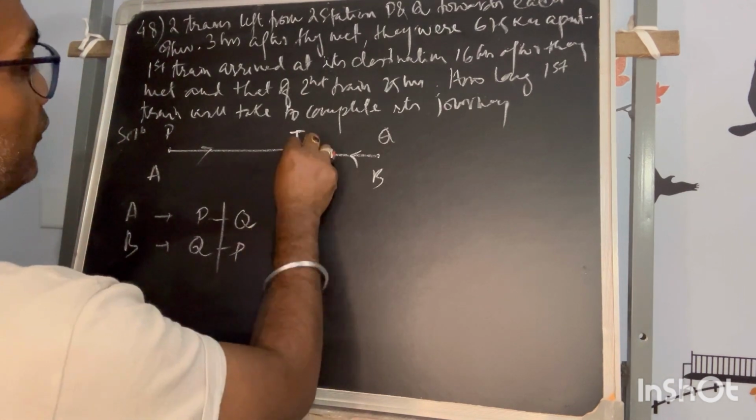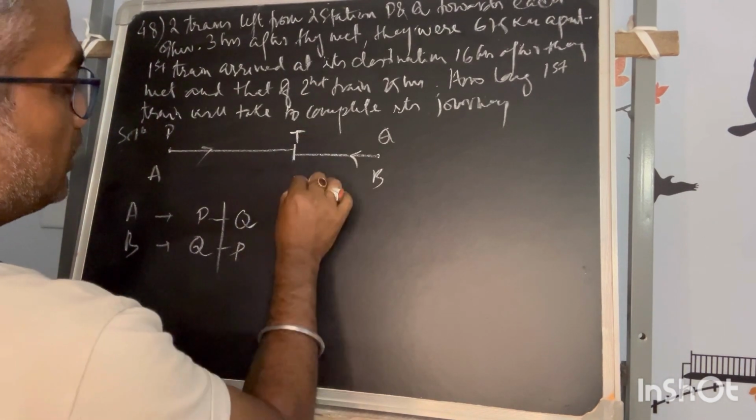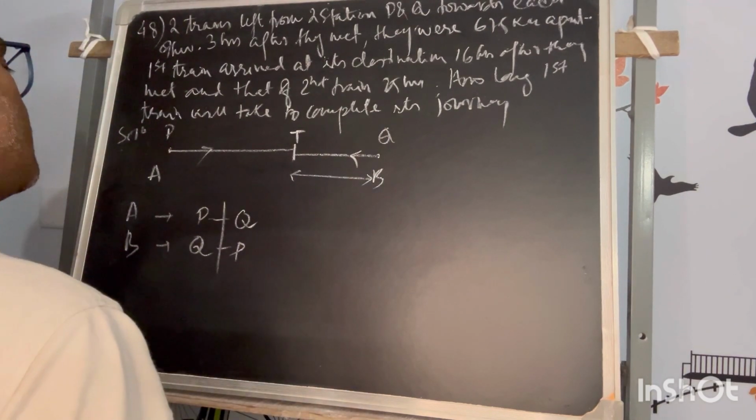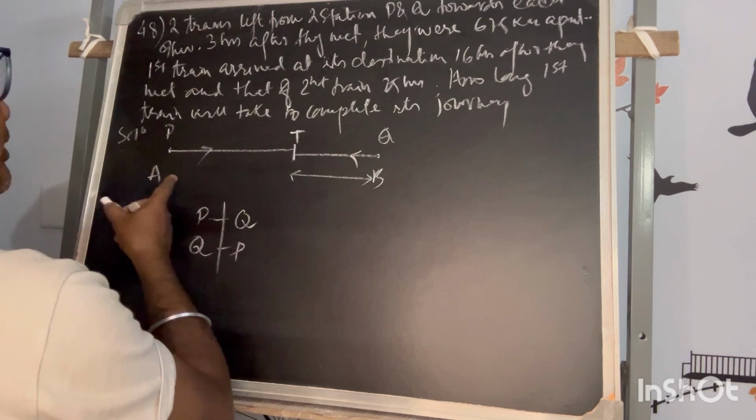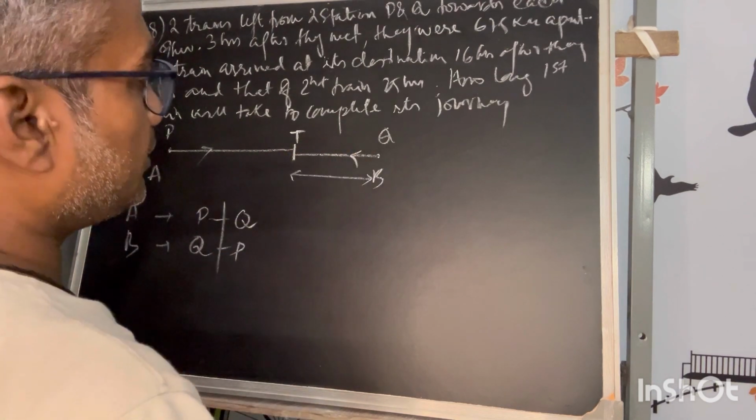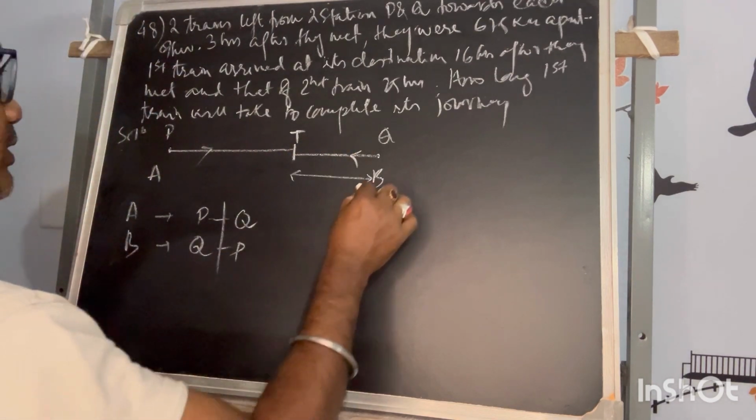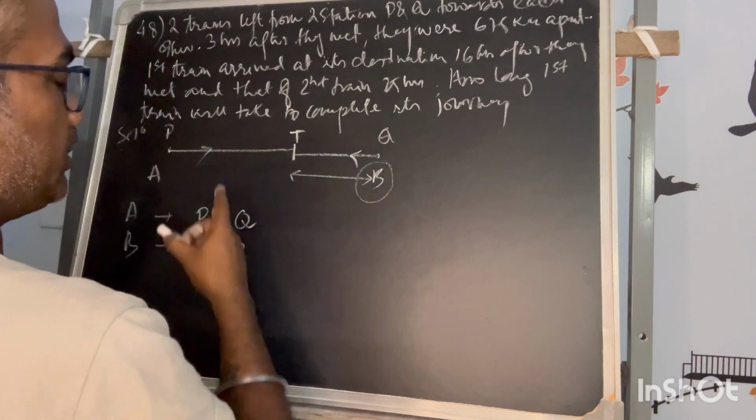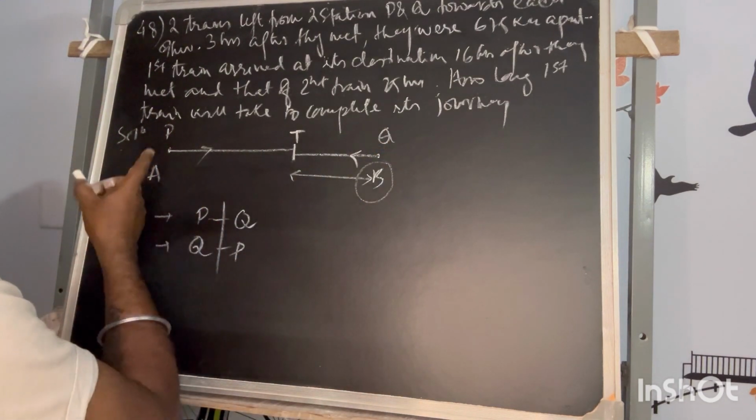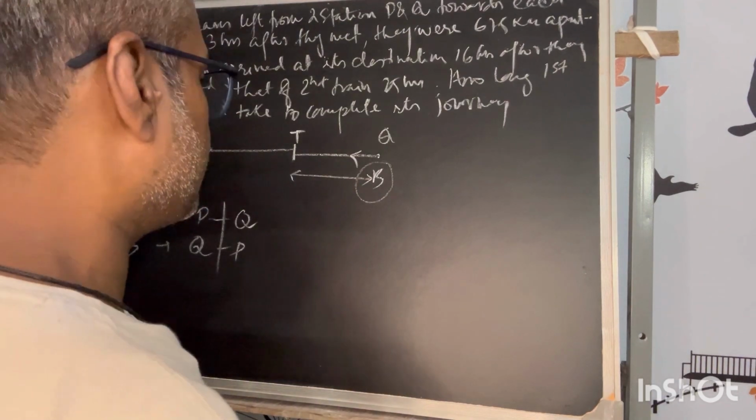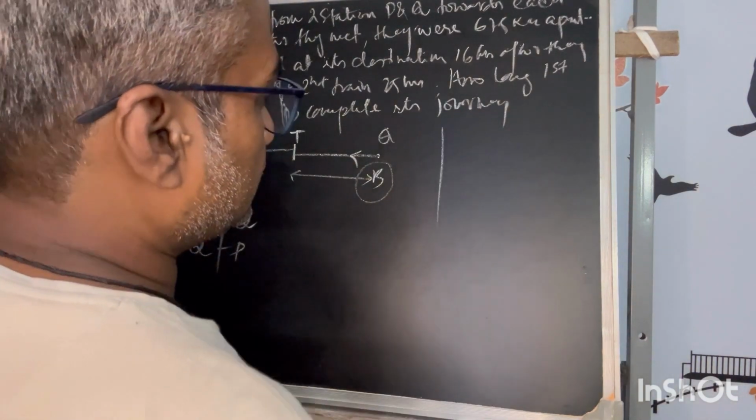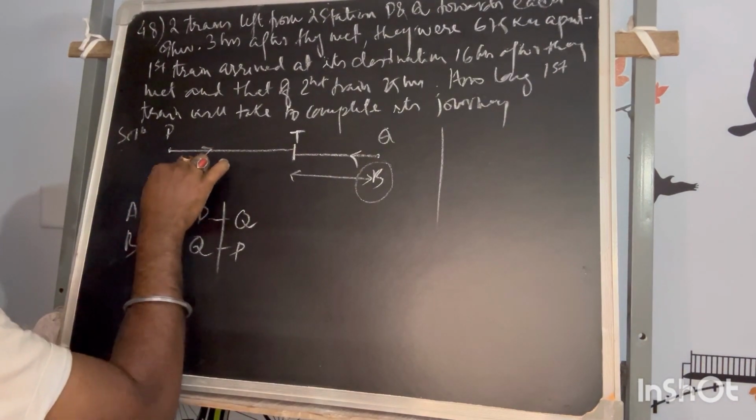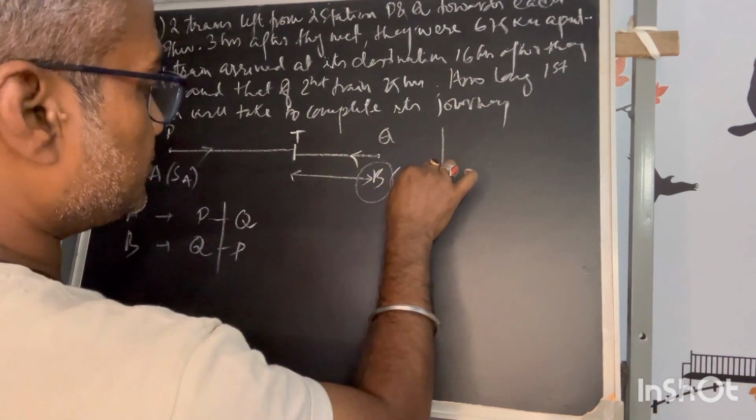So whatever distance is covered by B before they met will be covered by A after they met, the remaining distance. So we can say the distance covered by B before meeting will be the distance covered by A after meeting. That's for sure. Another concept: let's say speed is not given. I am assuming this is SA, this is SB.